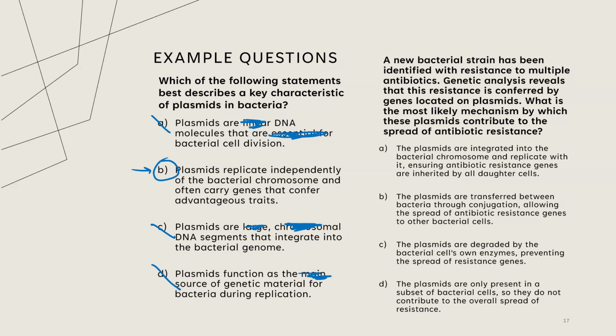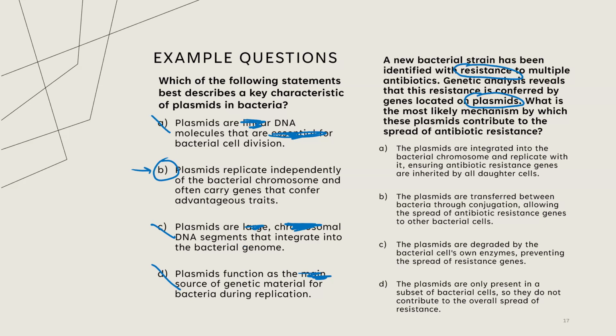All right, the next question. A new bacterial strain has been identified with resistance to multiple antibiotics. Genetic analysis reveals that this resistance is conferred by genes located on plasmids. Okay, so we have plasmids that are conferring antibiotic resistance. What is the most likely mechanism by which these plasmids contribute to the spread of the antibiotic resistance?